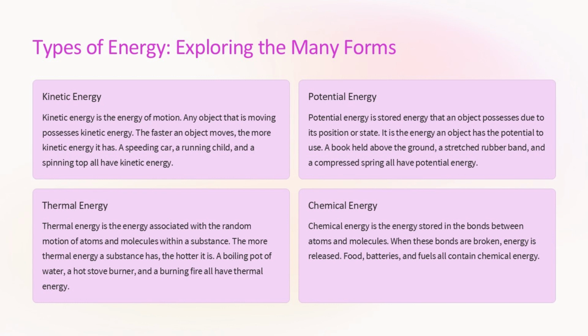Kinetic energy is the energy of motion. Any object that is moving has kinetic energy, and the faster it moves, the more kinetic energy it has. Examples of things with kinetic energy: a speeding car, a running child, a spinning top. Potential energy is stored energy an object has due to its position or state. Examples of things with potential energy: a book held above the ground, a stretched rubber band, a compressed spring.